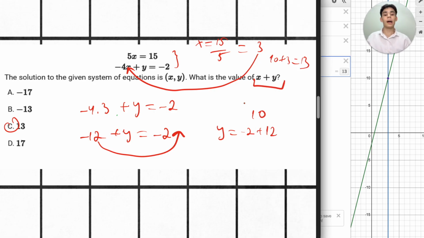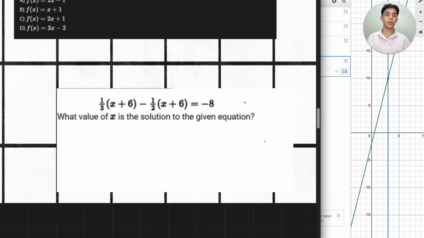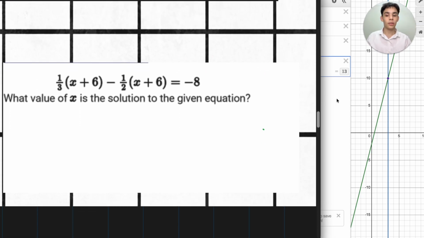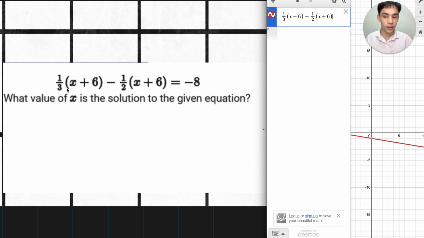That's it. I will demonstrate one more question. Now, this question, you don't need to solve it by hand. Desmos will do everything for you. Let's just plug everything into Desmos, right? So 1 over 3 x plus 6 minus 1 over 2 x plus 6. I forgot to put the parentheses. Let me open the parentheses. Great. By the way, these curly things are called parentheses. And all of this equals -8.